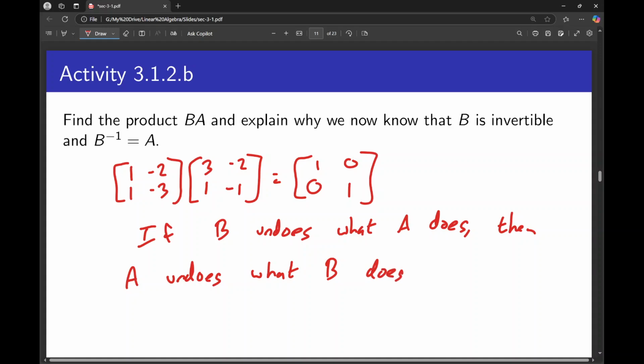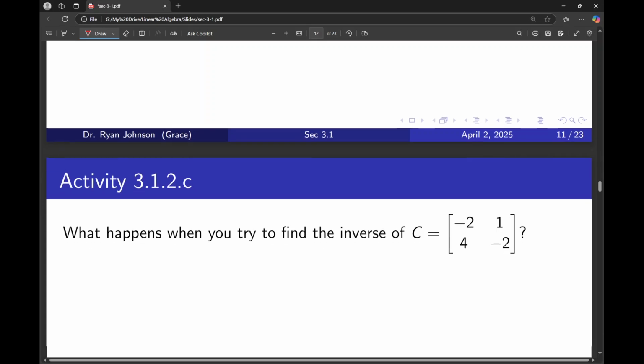Right? So if A and B, if one of them undoes what the other one does, then they undo each other, as long as they're square matrices. Okay, moving on to part C.